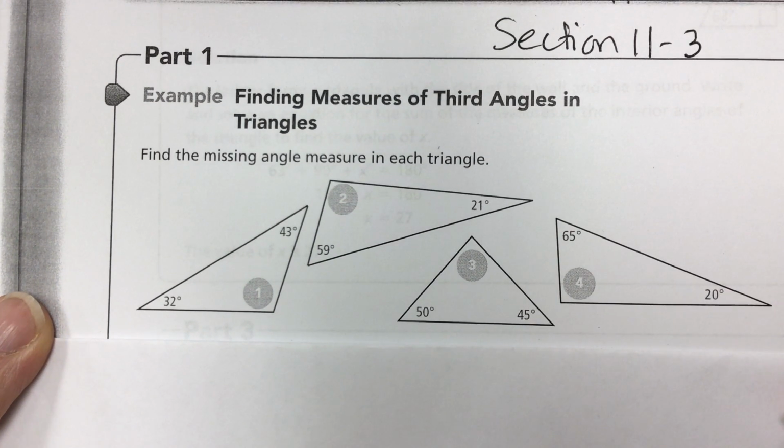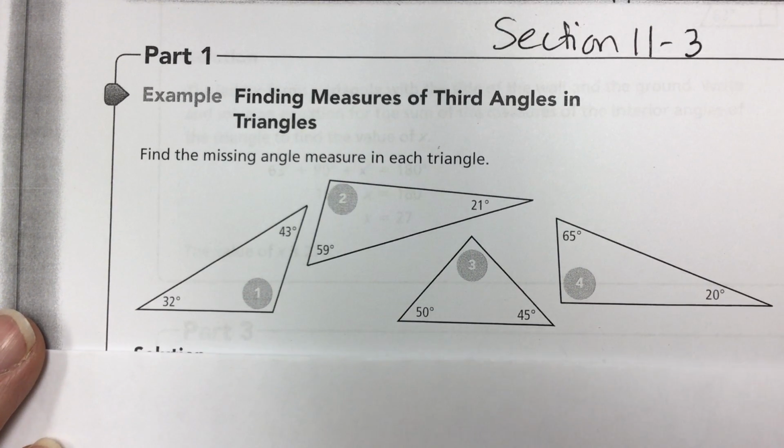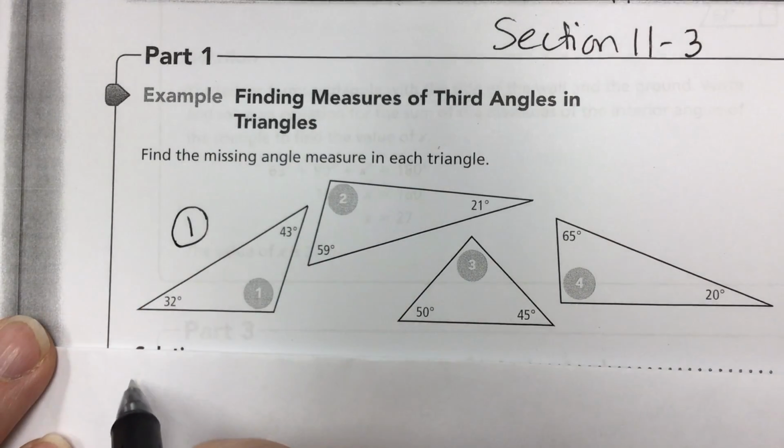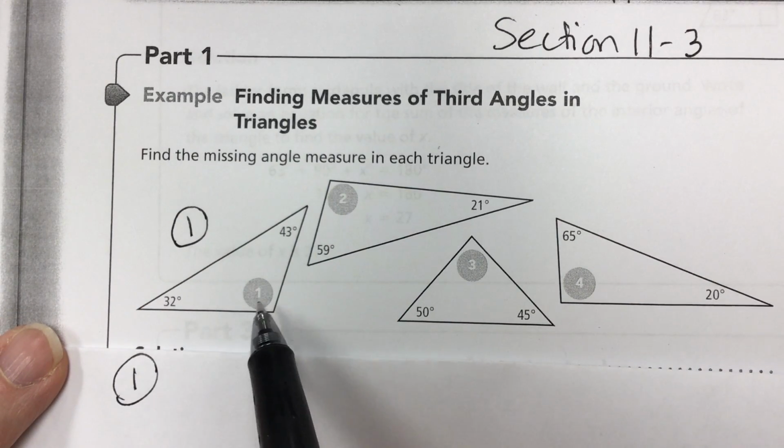Finding measures of third angles in triangles. Find the missing angle measure in each triangle. I'm going to name this triangle number 1. For us to work number 1, what is the missing angle?